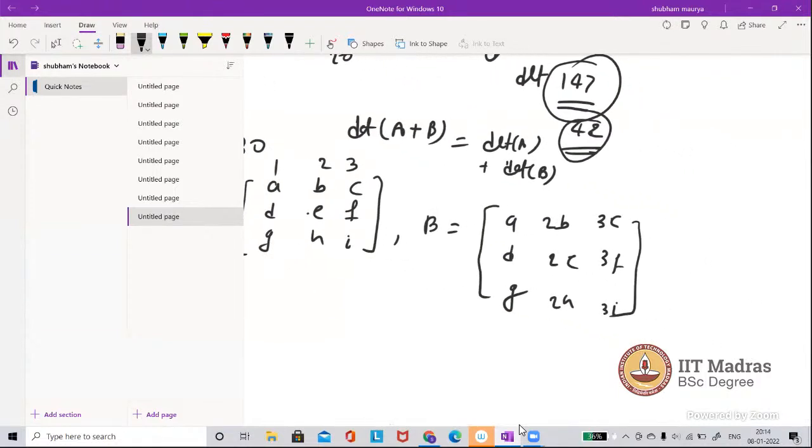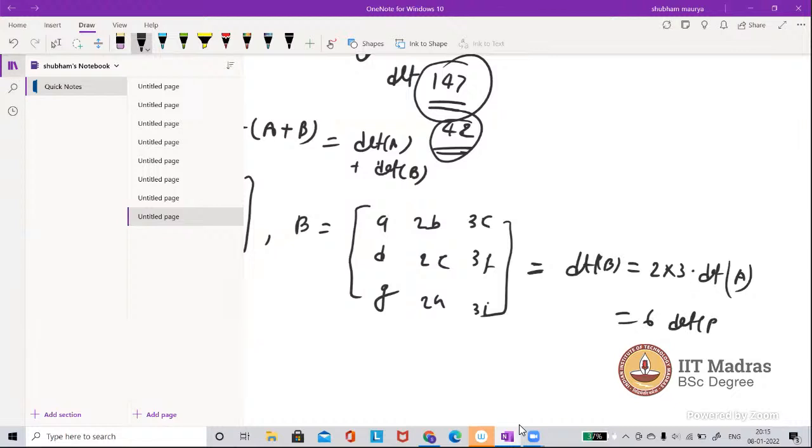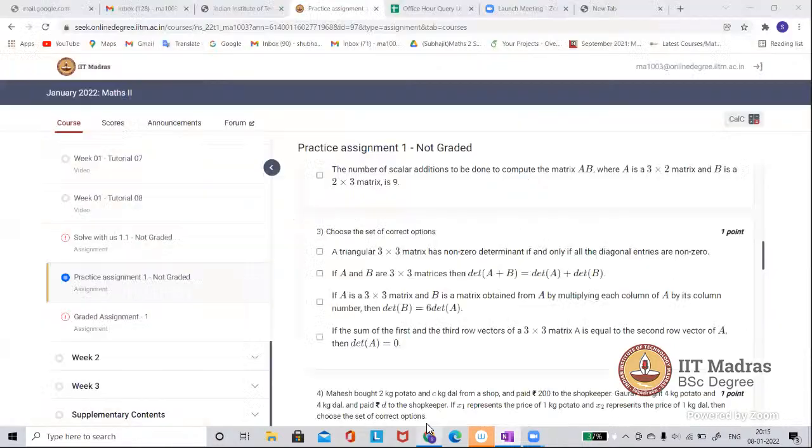And you know that, from week 1 and also week 2, you can take 2 out and this 3 out as well. So the determinant of this matrix B is 2 times 3, taking 2 and 3 out from each column, times the determinant of the usual matrix A, which is 6 times the determinant of A. So this option is also true.